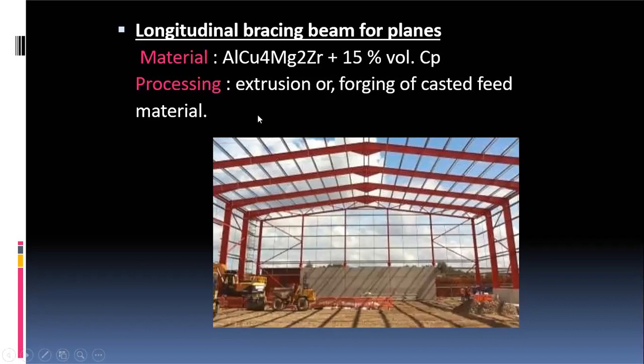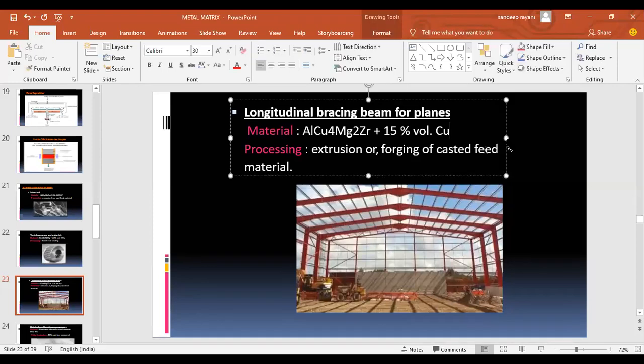The material used in the longitudinal bracing beams is aluminum, copper and magnesium. Next, Zr means zirconium. So aluminum, copper, magnesium and zirconium. These beams are all made with the metal matrix composite only. 85% of the material is made with aluminum, copper, magnesium and zirconium, and the remaining is made with pure copper only.